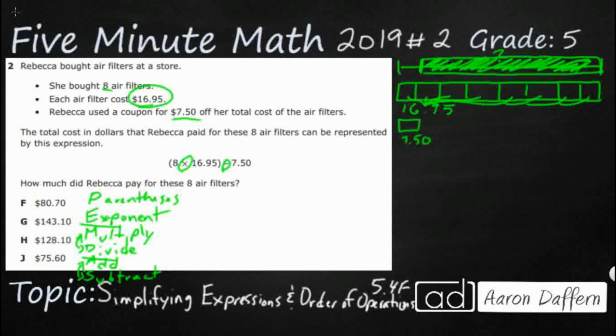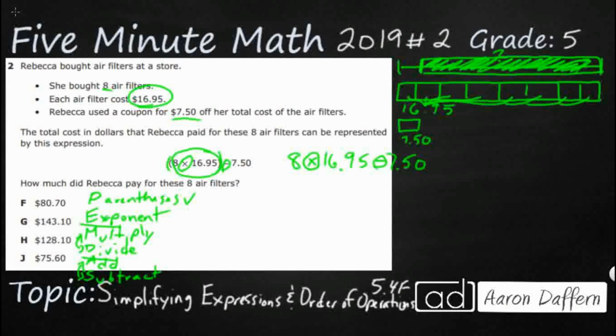Now watch this. I'm going to rewrite this without the parentheses. I'm just going to say 8 times $16.95, take away that $7.50 coupon. Well, if I were to look at this very first expression, I would take care of our multiplication first because it's within the parentheses, right? We always take care of our parentheses first. But I removed the parentheses, and so I'm left with simply 2 different operations, multiplication and subtraction.